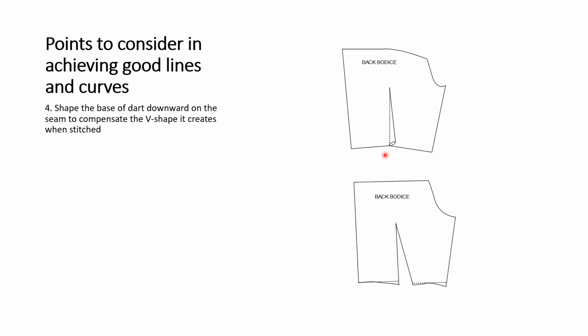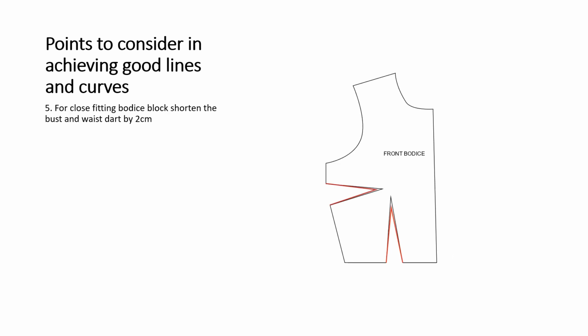Now, to compensate for this, when you look at the lower figure of the back borders, you realize that there is the dotted line indicating the initial dart, the initial seam line, and there is the continuous line which indicates what I'm catering for, the shaping that is taking place when the dart is being stitched. Number 5, for close-fitting bodice block, shorten the bust dart and waist dart by 2 centimeters.